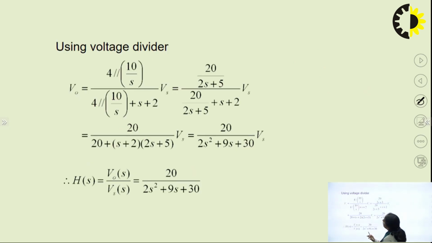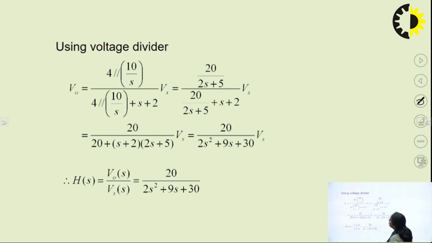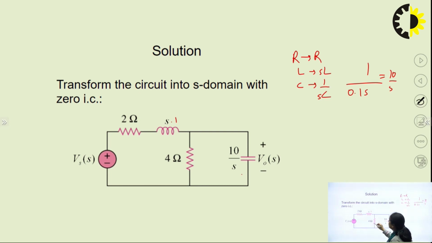Here, by using the voltage division rule, see, this is the input, this is the output where we will calculate the output. These two are in parallel. So, 4 parallel 10 by S. And what is the total current? So, total current is, as we can see, this is the 4 parallel 10 by S.